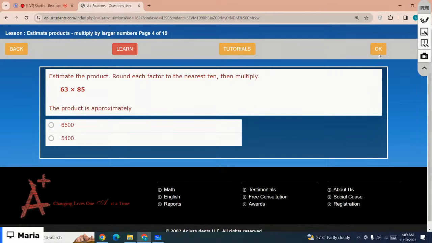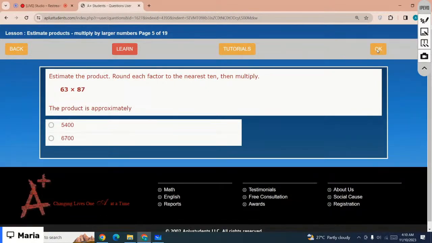So the correct option is yes, 63 is rounded off to 60 and 85 is rounded off to 90. So their product is 9 times 6 is 54. So the correct option is option number 2. That would be 5400. Got it?